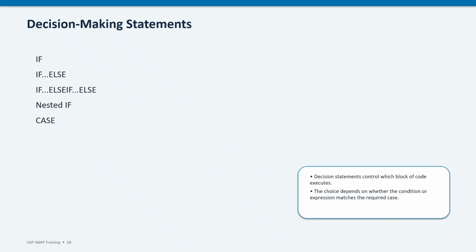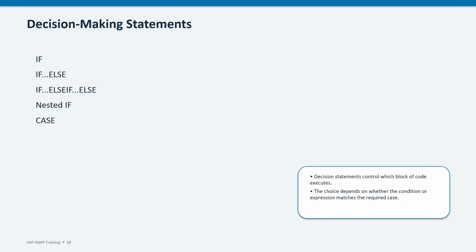Mainly I think everyone knows IF, IF ELSE, and ELSEIF, and nested IF also. Inside an IF ELSE, where the IF ELSE is the outer one, inside that we also need to write some other IF ELSE statement. That means it's a nested IF. And finally, CASE is useful when one value has several possible choices. That time we'll use this CASE statement.